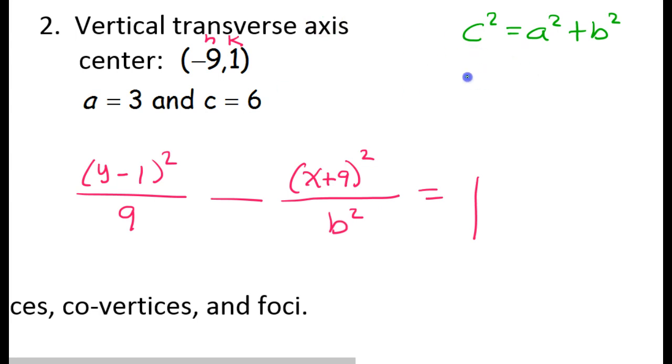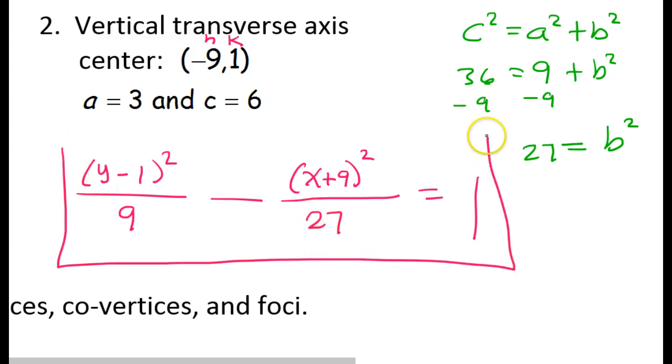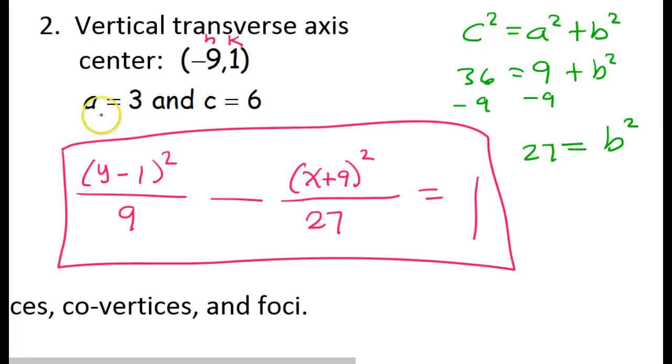So c squared, well, wait a minute, we know c squared. C is 6, so c squared is 36. A is 3, so a squared is 9, plus b squared. So all I need to do is subtract 9 from both sides. So that's going to give me b squared is equal to 27. I'm not going to take the square root because I want b squared. Okay, so I'm just going to put 27 right here. So this is the standard form equation of the hyperbola.